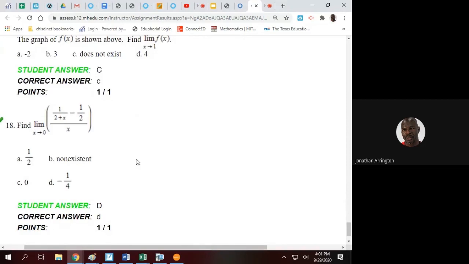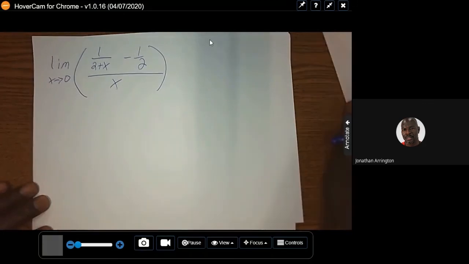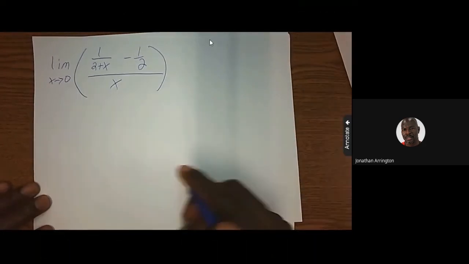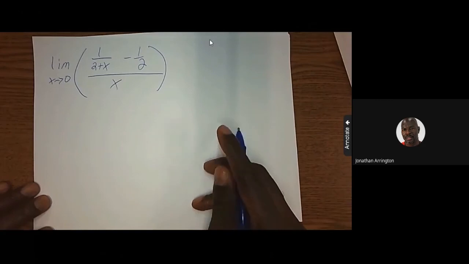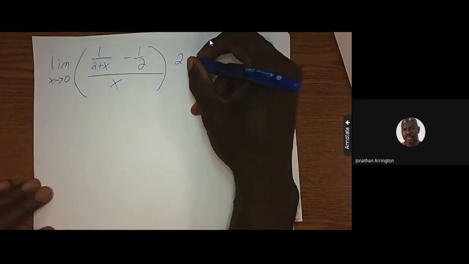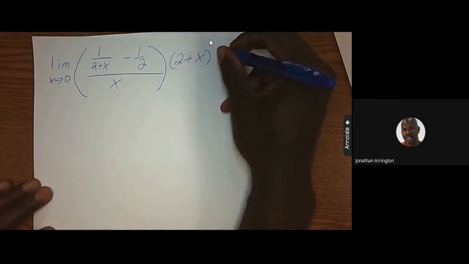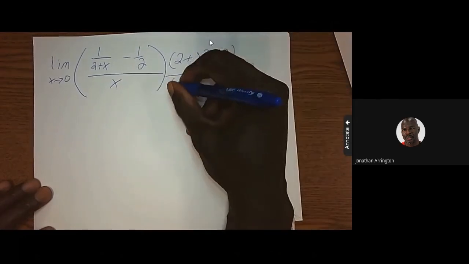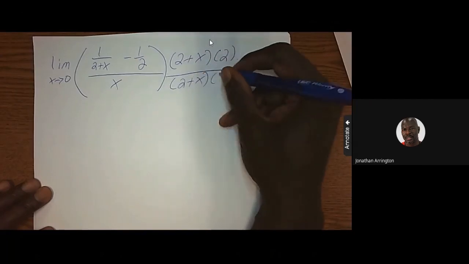Okay, I do want to look at 18. Oh, that's the last one. So 18, even albeit I did a problem very similar to this in the lesson, I think in Monday's lesson, I'll still visit this problem nonetheless. All right, so when I do a problem such as this, what I like to do is get rid of these fractions by multiplying them by the least common multiple of their denominators, which in this case will be 2 plus x times 2. I have to multiply the top and the bottom by that guy.